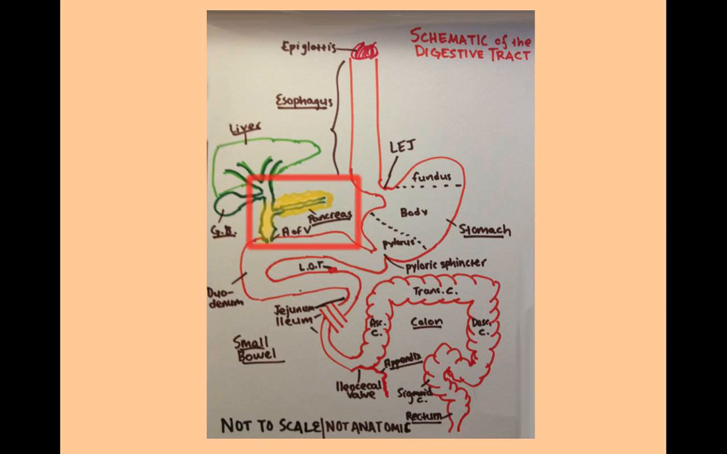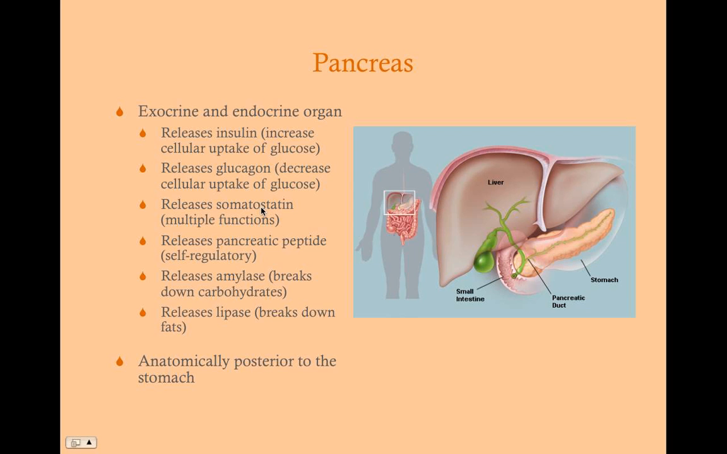So this is just our schematic. We're going to be focusing on the pancreas and the common bile duct. Those are the two parts that are implicated in pancreatitis, and I suppose you could also say the gallbladder is as well. So what is the pancreas?